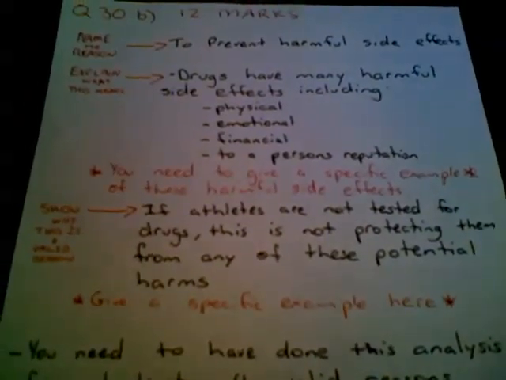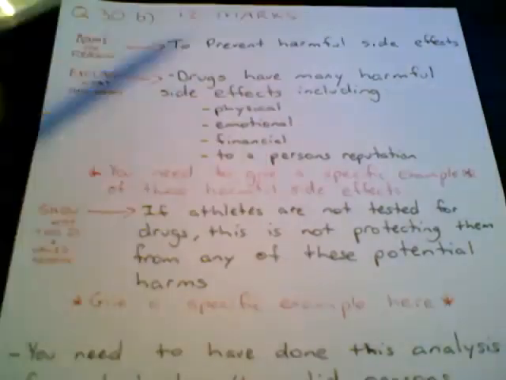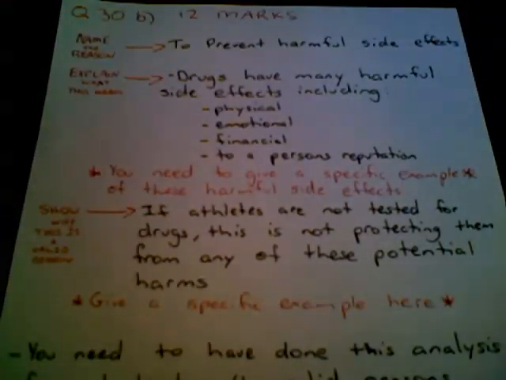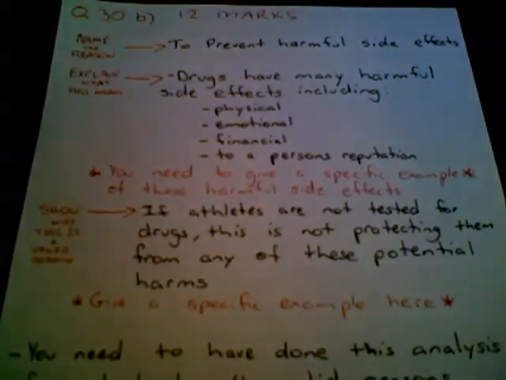So let's look at what you should have done with one reason. Up here, we've got name the reason. We've named it: to prevent harmful side effects. In your answer, you should have underlined that to clearly show that here's a reason. Then explain what this means. Drugs have many harmful side effects, which could include physical effects, emotional effects, financial effects, and damage to a person's reputation. You then need to give specific examples of these harmful side effects. For example, anabolic steroids can have extreme long-term effects on the person's liver, and other things along those lines.